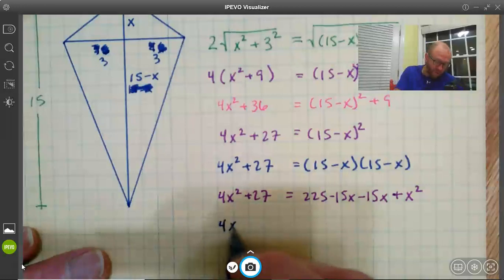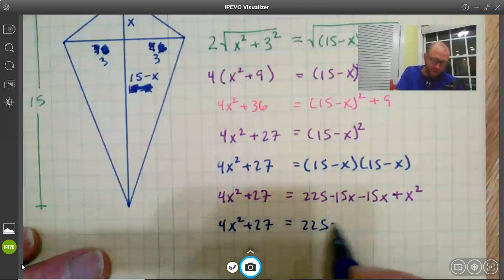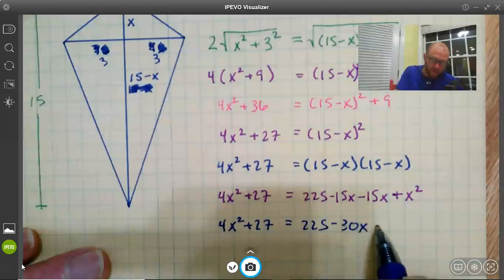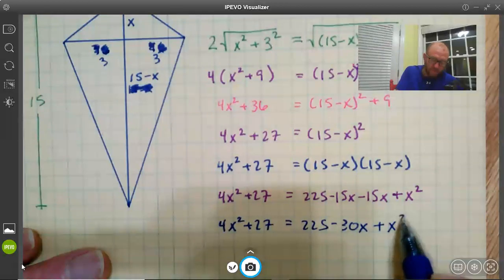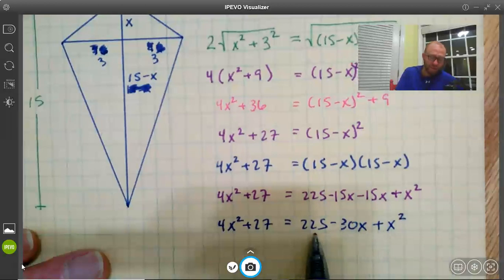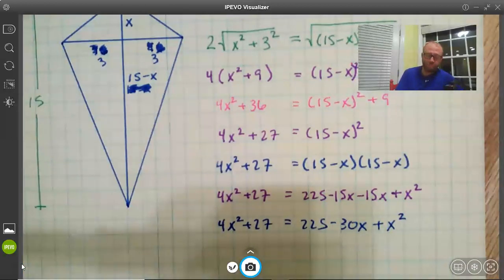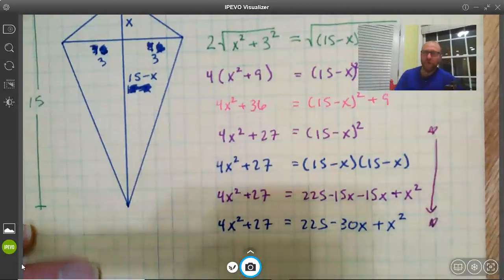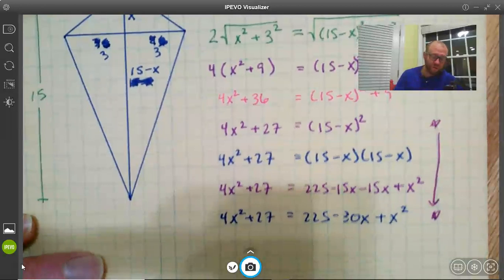So I end up with 4x squared plus 27, nothing changing over here. Then I have 225 minus 30x plus x squared. You'll notice, again, you end up with the one part squared, the other part squared, and in the middle, double the two multiplied together. And that's important for later on. Remember that little star here. Remember how that turned out, because we're going to have to work that process in reverse later on.